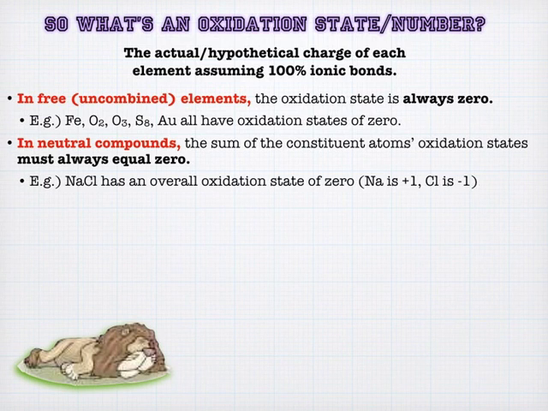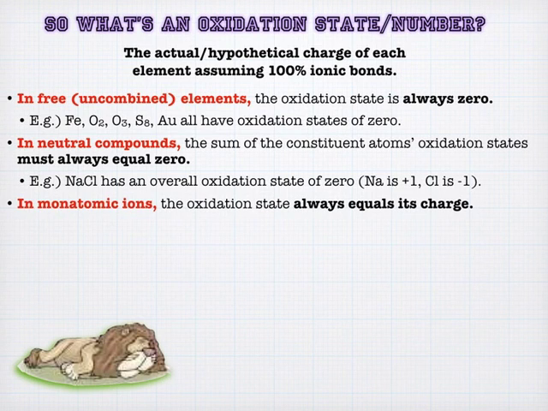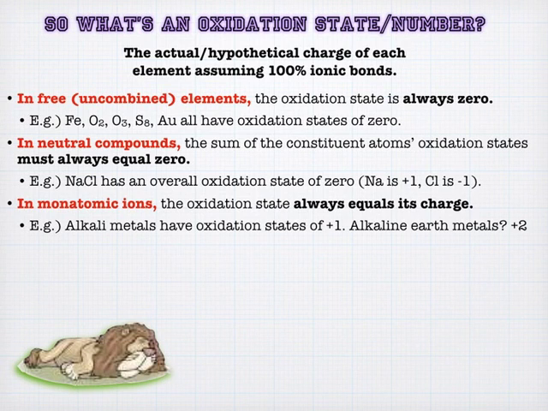For instance, sodium chloride, table salt, is a neutral compound, but sodium's got the plus one charge and chloride's got the minus one charge because sodium loses electrons and chlorine gains electrons. And so we'll often be trying to figure out what's going on inside compounds to get an oxidation state of zero. Ions are going to have the charge or oxidation state you would expect them to have. Alkali metals will always be plus one. Alkaline earth will be plus two because they want to lose one and two respectively.